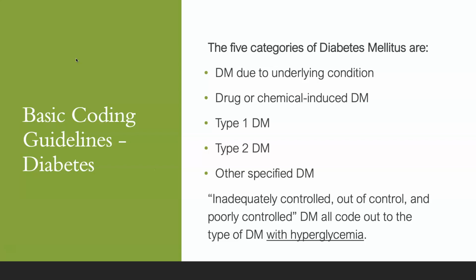If you run across inadequately controlled, out of control, and poorly controlled diabetes, they all code out to the type of diabetes with hyperglycemia. So if a patient comes in and you take their blood sugar, it's running high. The doctor evaluates them and documents poorly controlled diabetes. Hopefully they give you the type, like type 2 or type 1, and just say poorly controlled. When you go to code that out, poorly controlled translates into whatever type of diabetes they have, type 1, type 2, or however else they specify it, with hyperglycemia. So mentally, if it's not under control or well controlled, you're going to code it out to that type of diabetes with hyperglycemia. And that's just a terminology thing to know and be aware of.